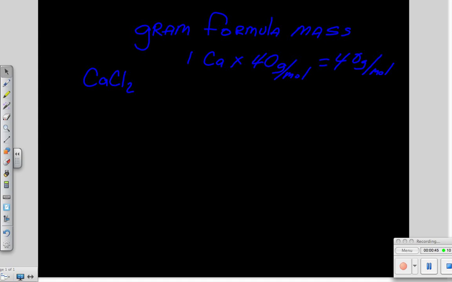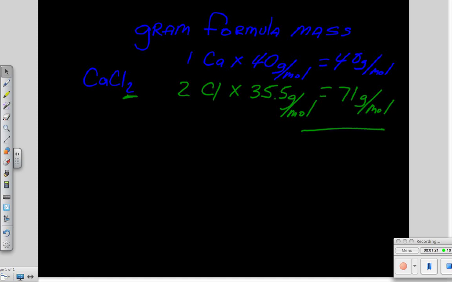I look at the formula again and I realize that there's going to be 2 chlorines. So I have 2 chlorine in that compound, and each chlorine is worth 35.5 grams per mole. Chlorine happens to be one of the few that I won't round off. I'll keep that tenths place. So 2 times 35.5 is going to be 71 grams per mole.